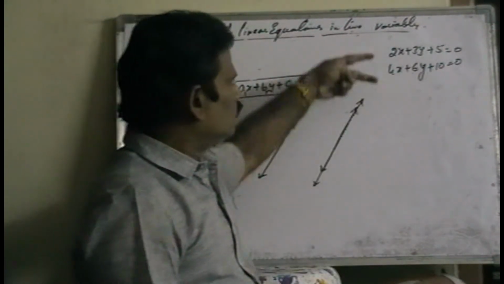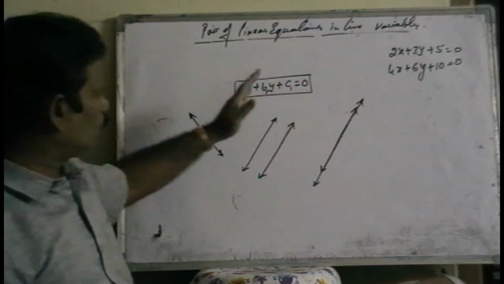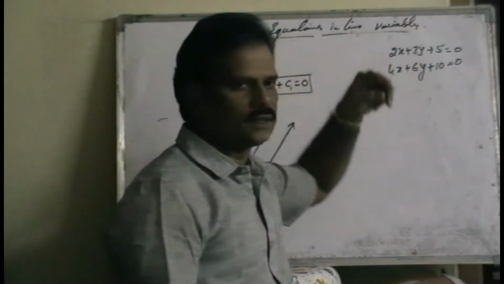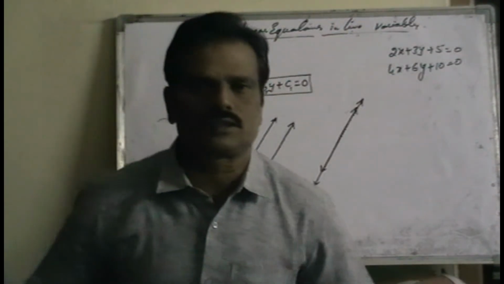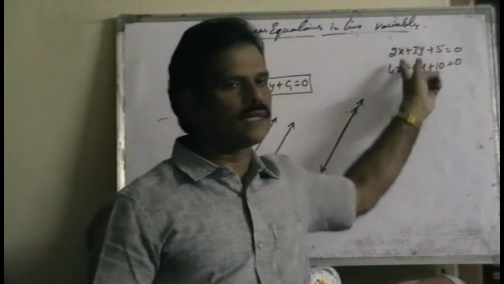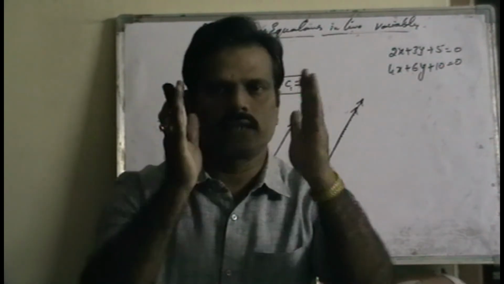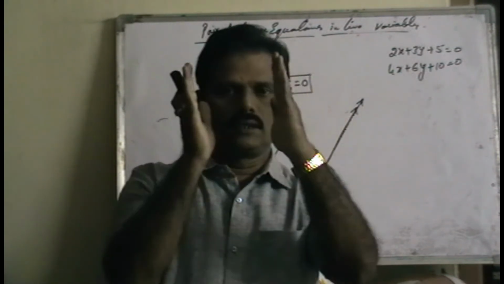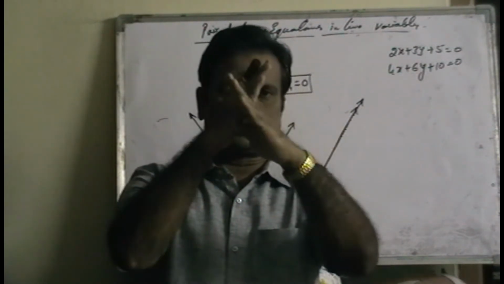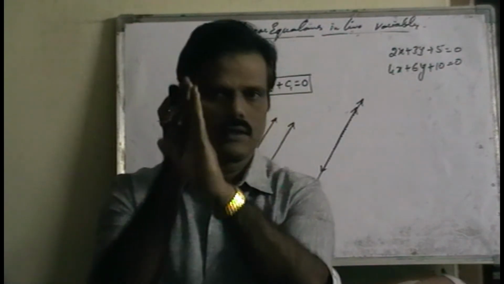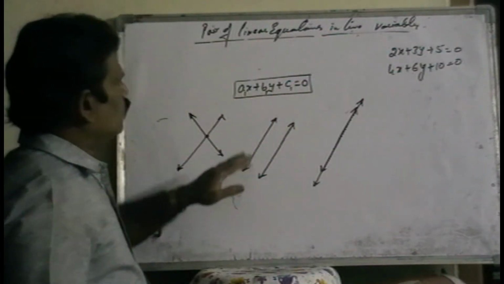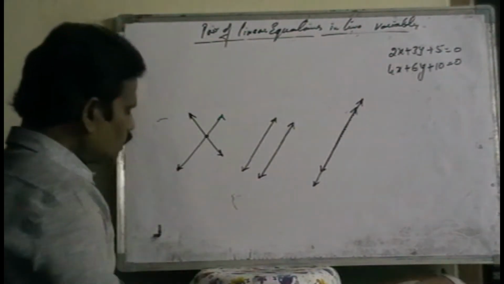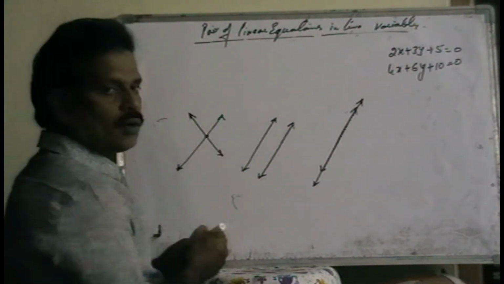How can you decide whether these two lines are intersecting lines, parallel lines, or coincident lines? Given only two equations, both the equations are linear equations, first degree in two variables. So these are linear equations only. Now how can we find whether these two lines are parallel, intersecting, or coincident? That depends on the coefficients.